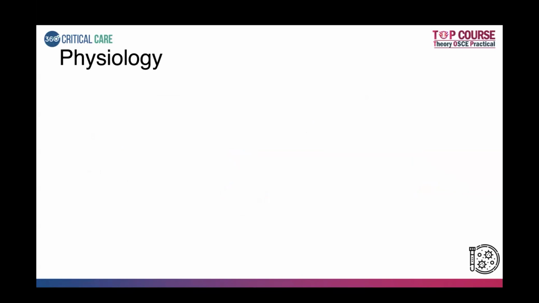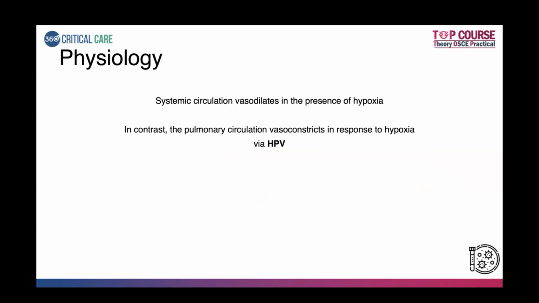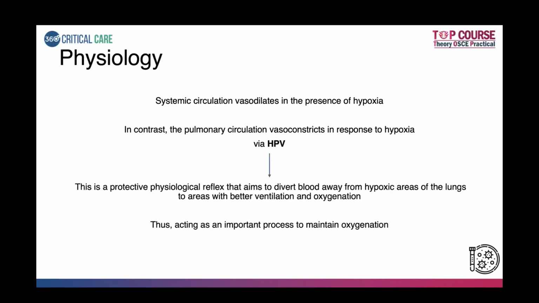Coming to the physiology of it, the systemic circulation causes vasodilatation in the presence of hypoxia. But in contrast, the pulmonary circulation vasoconstricts in response to hypoxia via HPV, that is, hypoxic pulmonary vasoconstriction. This is a protective physiological reflex that aims to divert blood away from the hypoxic areas of the lungs to areas with better ventilation and oxygenation, thus acting as an important process to maintain oxygenation.